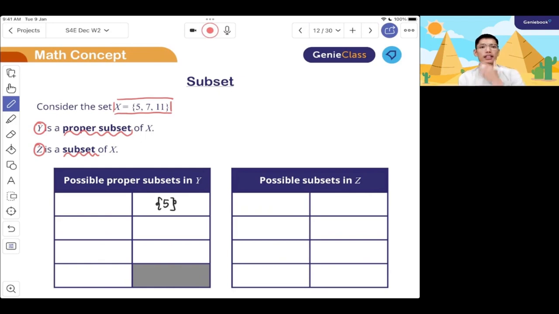What else can I have? Let's think about this. If a single element of 5 is a proper subset, can I say a single element of 7 and 11 as well are proper subsets of S? And if you follow the picture, my proper subset may not contain only just itself. It can contain more than one element, right? So therefore, in this case, can I say it's actually 2 of them?